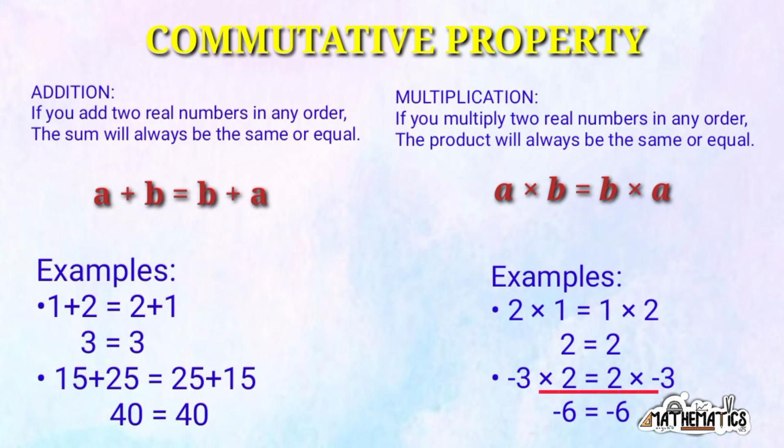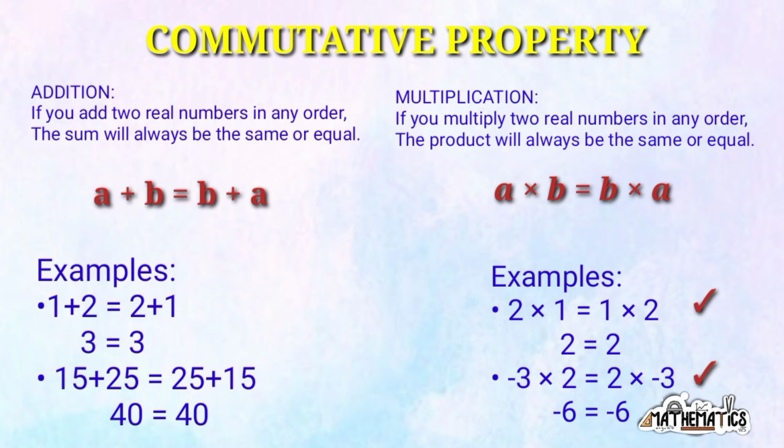Next example, negative 3 times 2 is equal to 2 times negative 3. Since negative 3 is a negative real number, if we multiply this, we will get a negative number but still an element of the real numbers. Since negative 3 times 2 is equal to negative 6 and 2 times negative 3 is negative 6, and the two values are equal, it means that it satisfies the commutative property.